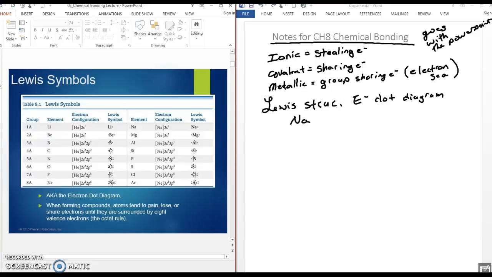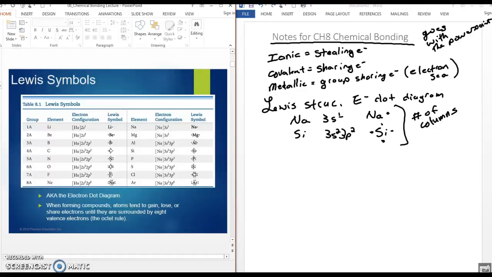So for sodium, it has a 3s1 valence shell configuration, indicating Na with 1 dot. There's 1 electron, 1 dot. Something like silicon has 3s2, 3p2. There's a total of 4 electrons around it. So another way of looking at this is the number of columns. These show us where the electrons are and how their bonds are going to be made.